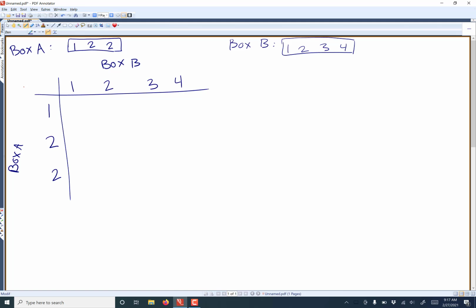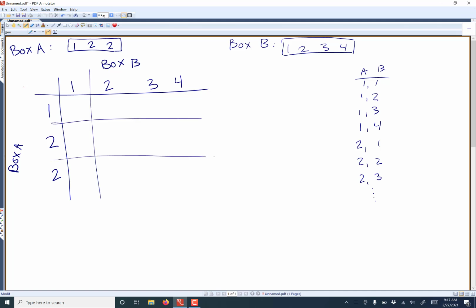So my possibilities are a 1 and a 1, or a 1 and a 2, a 1 and a 3, a 1 and a 4. If this is A, this is B. It makes it easier to list out the possibilities. Like I can get 2, 1, 2, 2, 2, 3, etc. And I can keep going. There are 12 possibilities here. You can see 12 because if you made a little grid, you're going to have 12 spots. So you could list out all 12 possibilities, or you can visualize it on this graph.